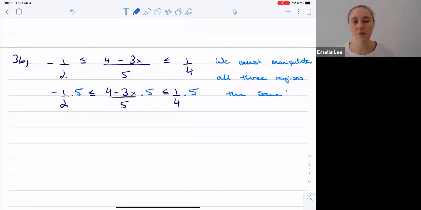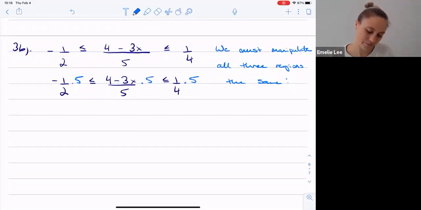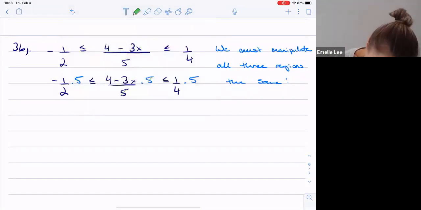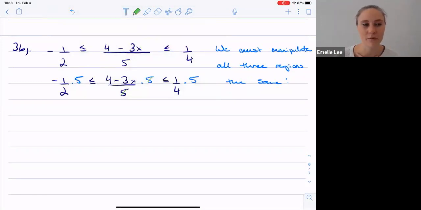If you just had (4 minus 3x)/5 is less than or equal to 1/4, you know how to solve that, solve for x. But now we've got these three regions, but as long as you're doing everything to both sides, it's like you're doing two calculations at the same time, then you're going to be safe. So here, this 5/5 cancels with that 5/5.